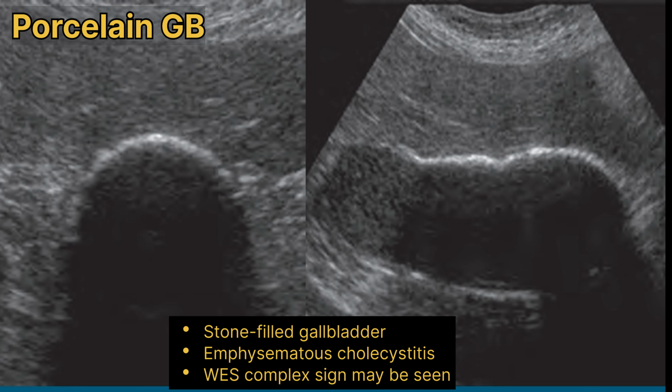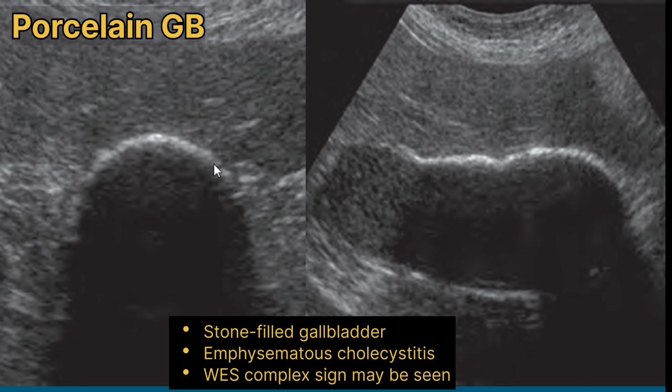Now we are going to discuss another gallbladder pathology, that is the porcelain gallbladder. The extensive calcification of the gallbladder produces a brittle bluish wall that has led to the term porcelain gallbladder. It is associated with chronic gallbladder inflammation, and 95% of the cases have gallstones.